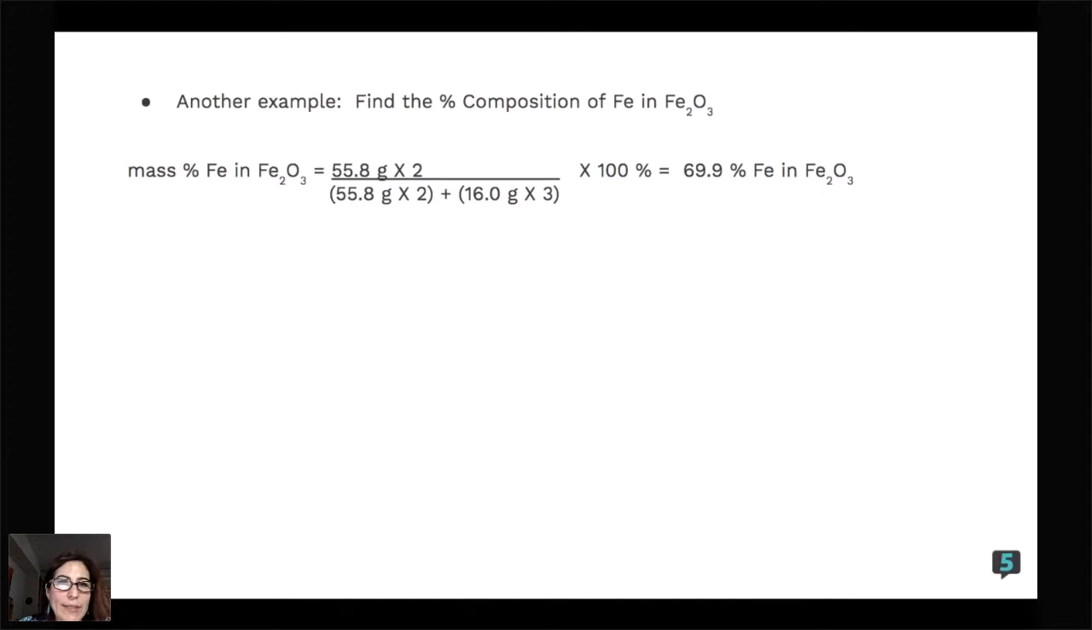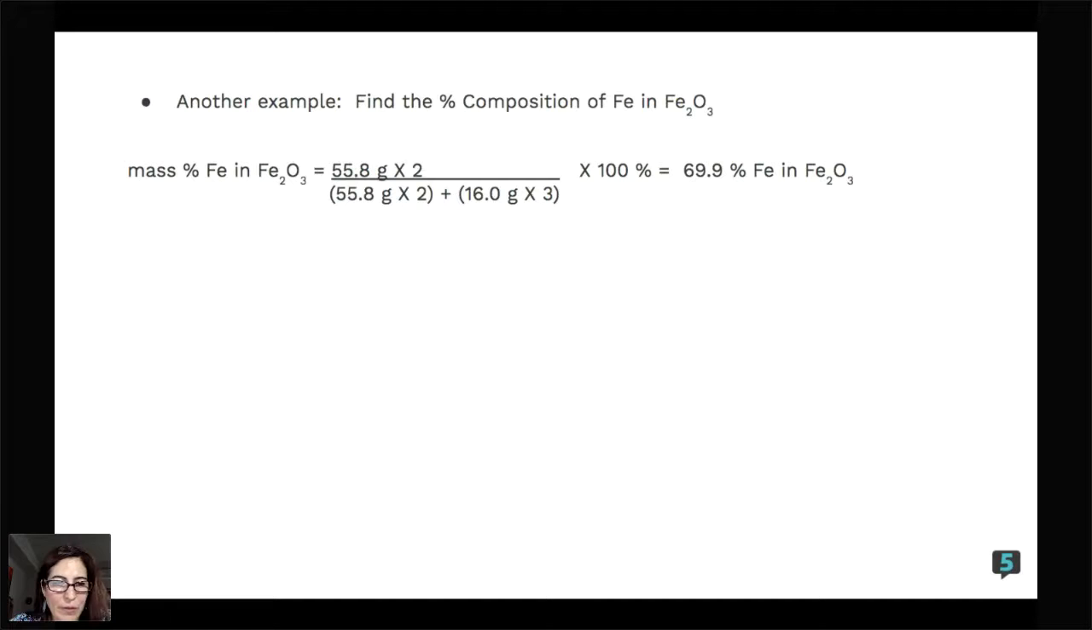Okay, we have another example. If they ask us to find the percent composition of iron in iron(III) oxide, we do the same thing with the molar mass of iron times 2, because we have 2 atoms of iron in iron oxide, and then the whole compound below. So we have the amount of iron over the amount of oxygen, times 100, and this will be our answer.